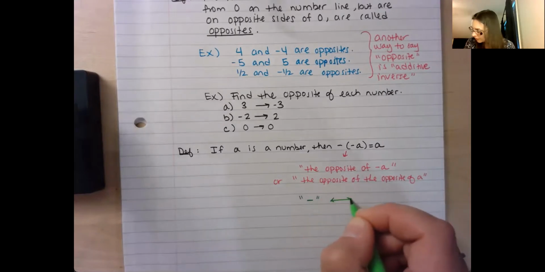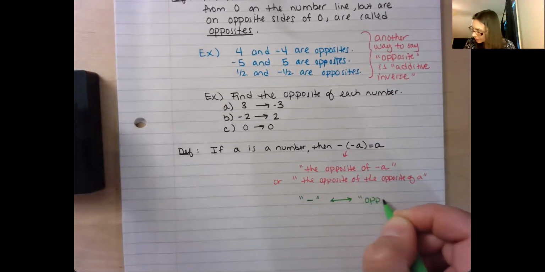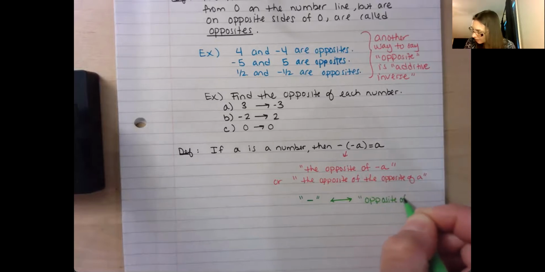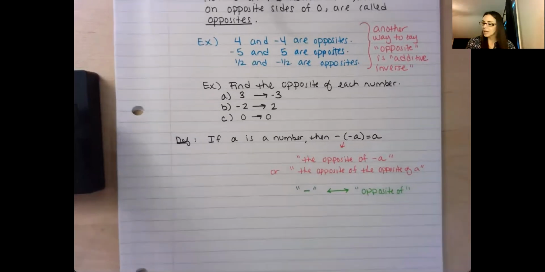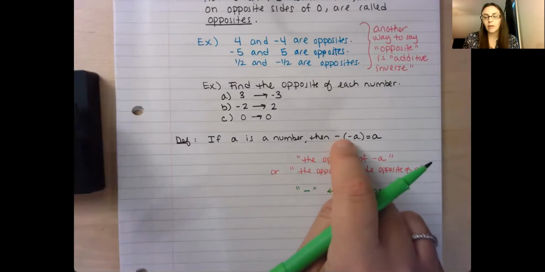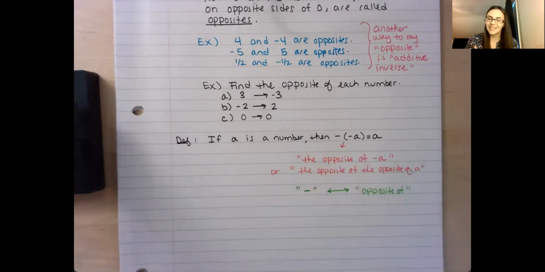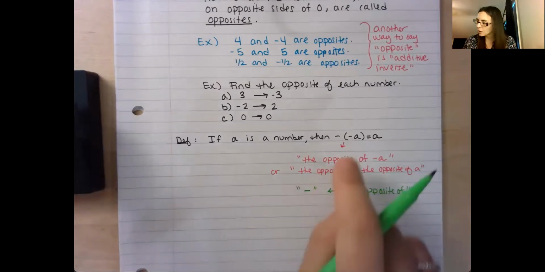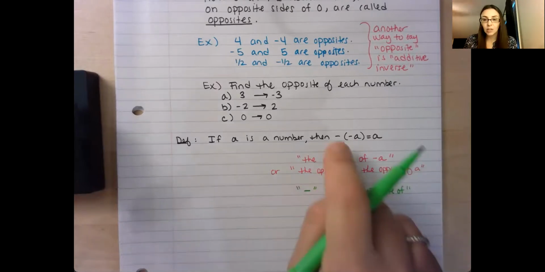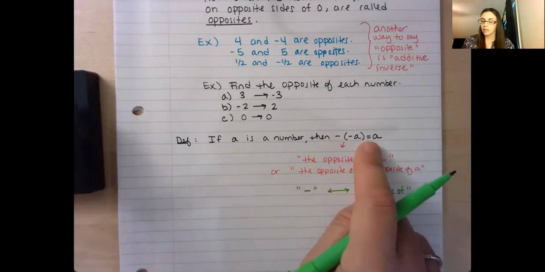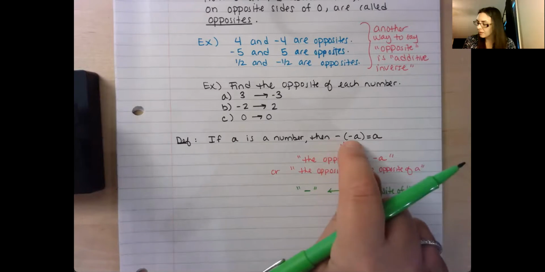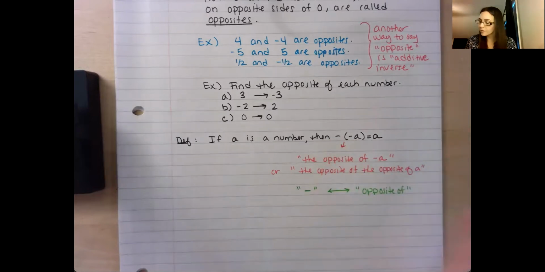So that negative sign, you can sort of think of as the phrase opposite of. So they sort of cancel each other out. If you take the opposite of the opposite, then you're right back to where you started. It's kind of cyclical like that. So when you have a negative and a negative right next to each other, what we're getting back out is the positive version. We're saying the opposite of negative A would be positive A. So just something that's good to know there as well.